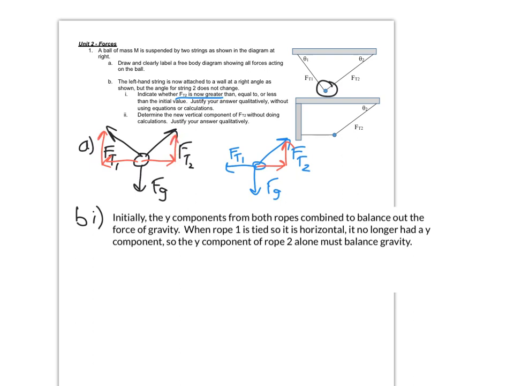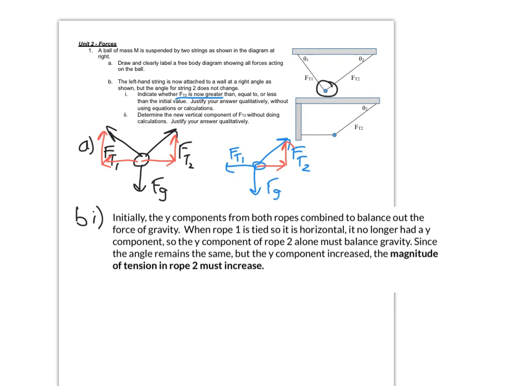So because 2's y component must balance it on its own, and the angle, as you'll notice, has not changed, okay, it's still theta 2, all right, that means that Ft2 must exert a greater force because now it's balancing all of gravity on its own. For the second part, we want to determine the vertical component of F2 without doing calculations, and really it's basically what we said here. We know that this force and this force must balance each other, so that vertical component is equal to the force of gravity, because it's the only other vertical force.